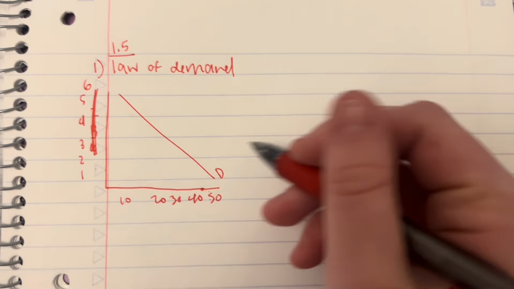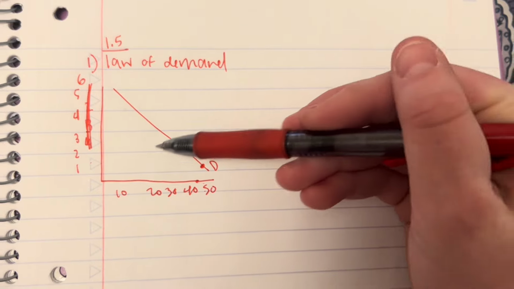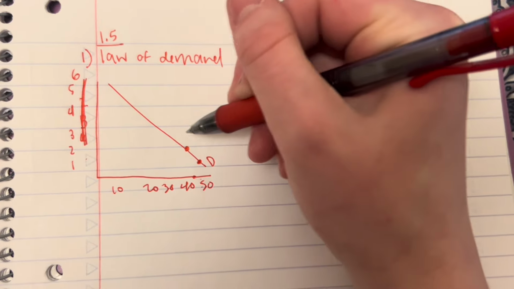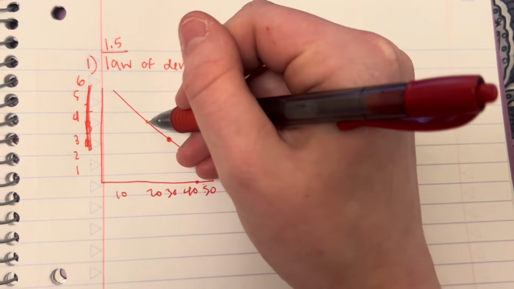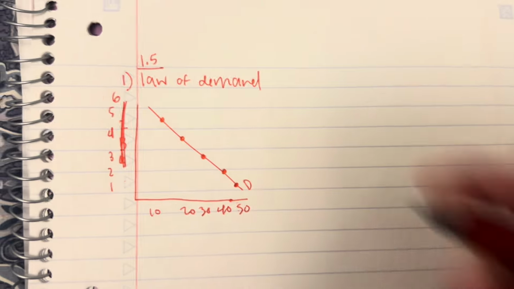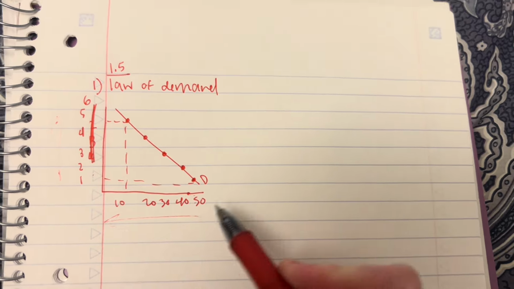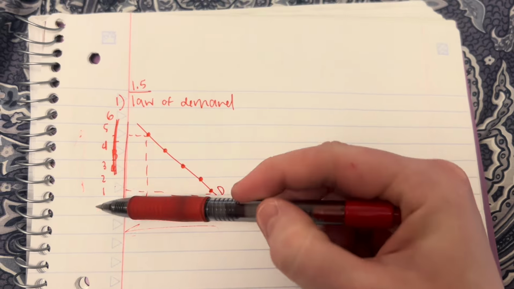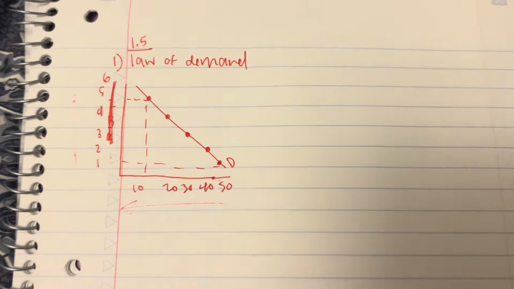on the graph, if the price is 1, the quantity will be 50. If the price moves up to 2, it will be 40, 3 will go to 30, 4 will go to 20, 5, 10, and so on. This shows that when the price increases, the quantity demanded will go down and vice versa. So when the price goes down, the quantity demanded will go up.